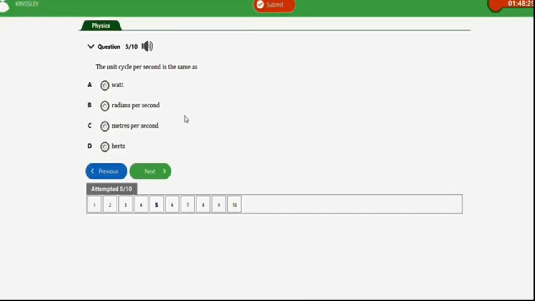The next repeated question will be this question. It says a wave is traveling in a medium with a frequency of 500 Hz and a speed of 350 meters per second.